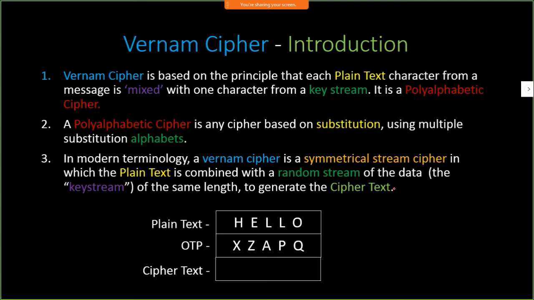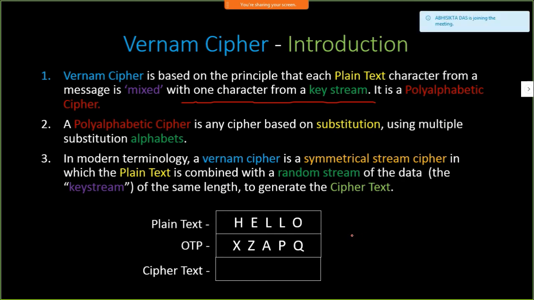And the third one is, in modern terminology, a Vernam cipher is a symmetrical stream cipher. That is the term: a symmetrical stream cipher in which the plain text is combined with a random stream of data, the key stream of the same length, to generate the ciphertext. That means the Vernam cipher has one key stream. That one key stream is called an OTP.